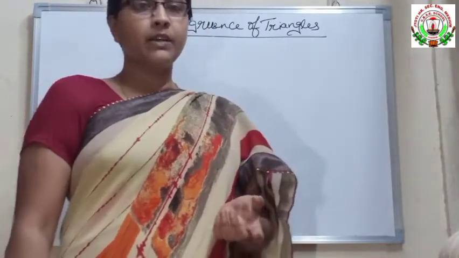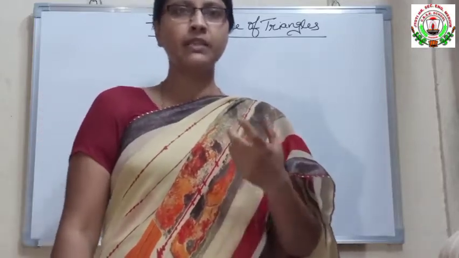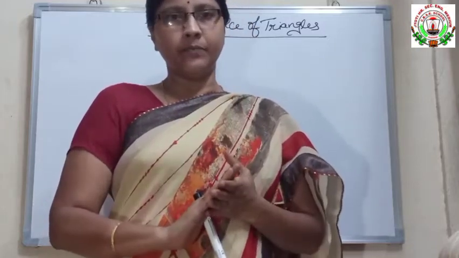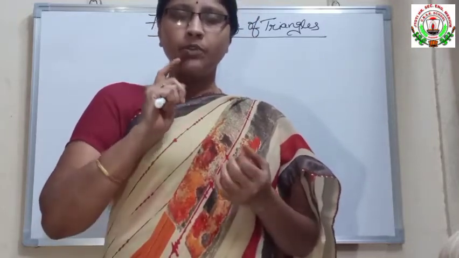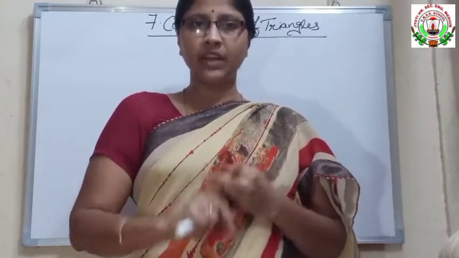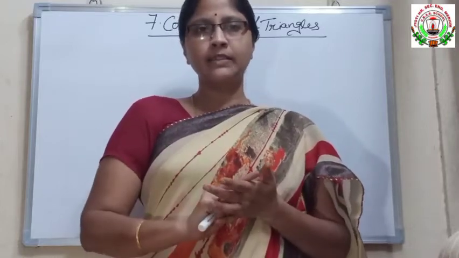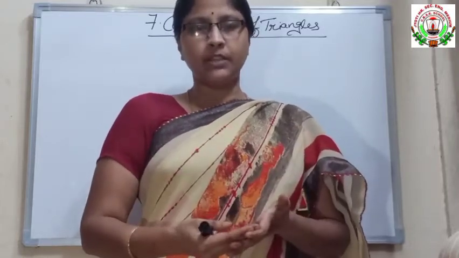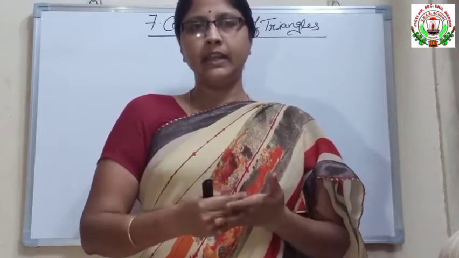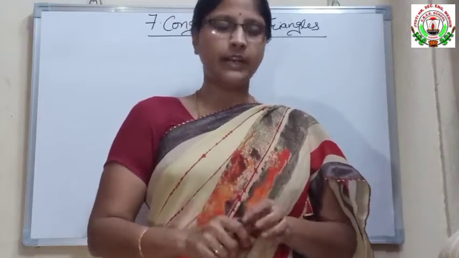Before starting our chapter, let us do some introduction. What is congruence first? Congruence means two things which are identical. Means two things which are having same shape, same size, same structure, everything, we can say that those two things are congruent to each other. Means any things having identical shape, size, anything, we can say that both those things are congruent to each other.